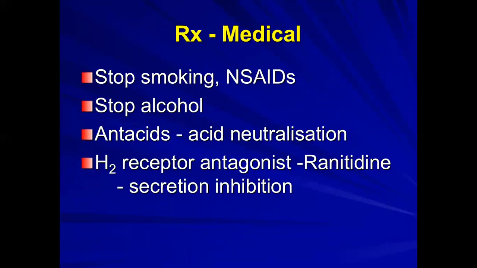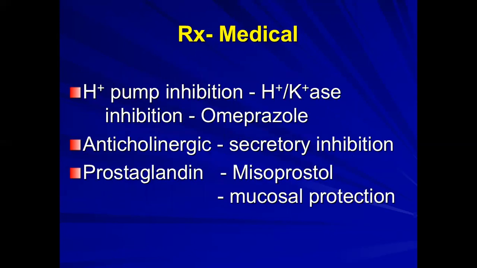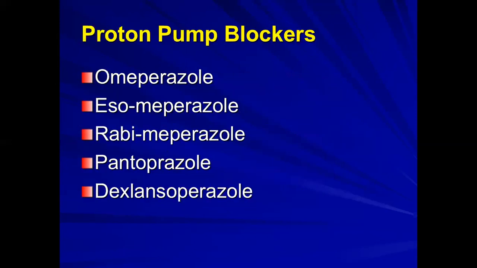Treatment number one, you have to stop the precipitating factors. So stop smoking, NSAIDs, alcohol. Antacids are good, they are used for acid neutralization, but they are not the treatment. H2 receptor antagonist, ranitidine is commonly used. Proton pump inhibitors, commonly omeprazole. Anticholinergics for secretory inhibition, and misoprostol, it causes mucosal protection.